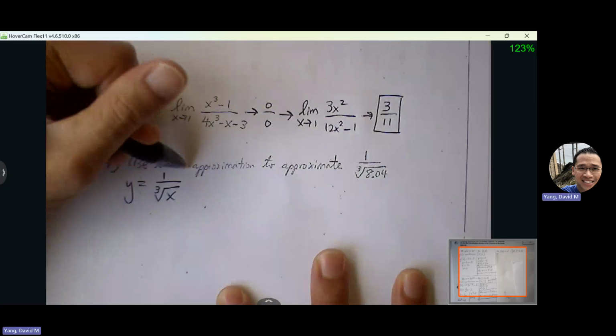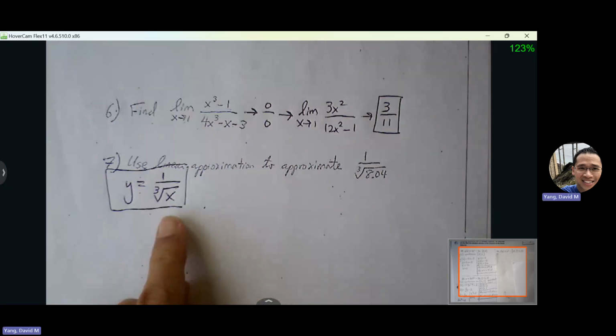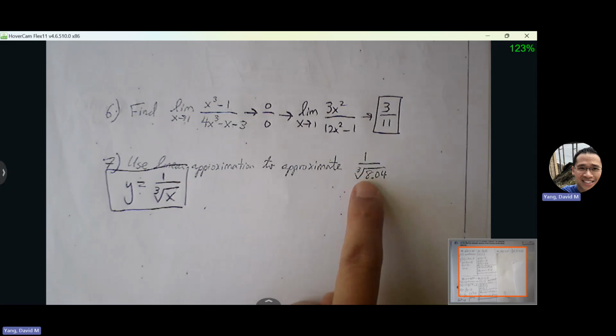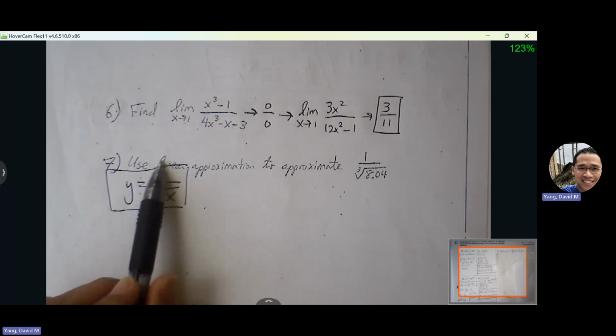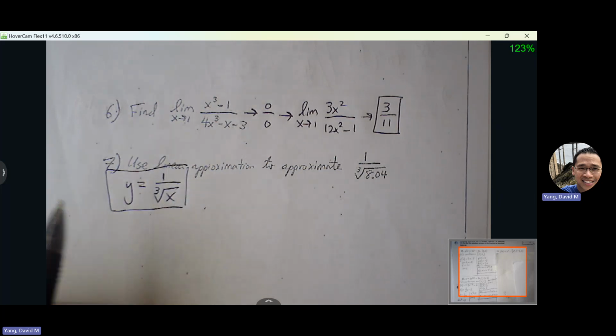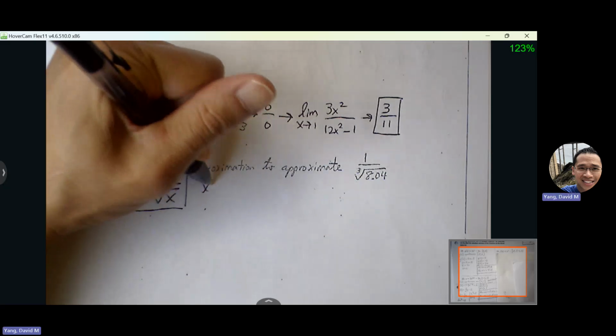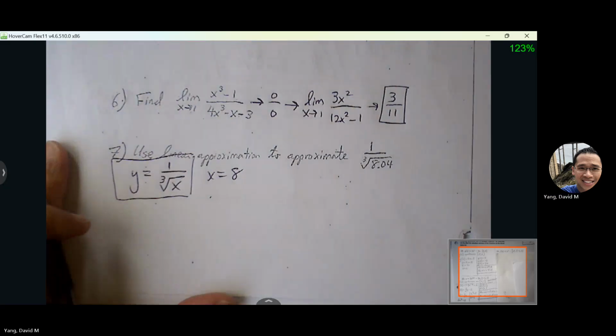Okay, next one. Use this as your starting function, linear approximation. So we're going to find our ordered pair. We're going to find our slope, use point-slope form, and then we can plug in the 8.04. What x value do we want to choose to build our tangent line around? Yeah, x equals 8.